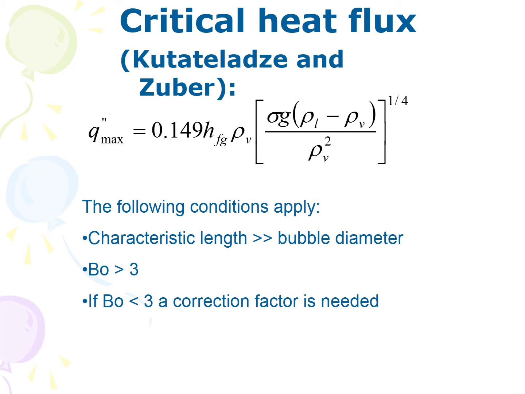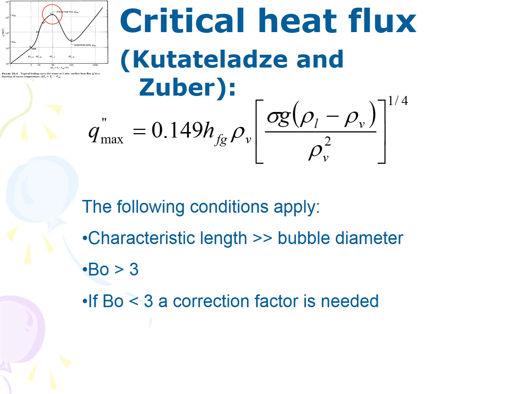This is the correlation you need to use to estimate the critical heat flux. Do you know where the critical heat flux is on the boiling curve? In case you are unsure, here is the boiling curve again. The critical heat flux is at 30 degrees centigrade excess temperature. Note that this corresponds to a surface temperature of 130 degrees centigrade.